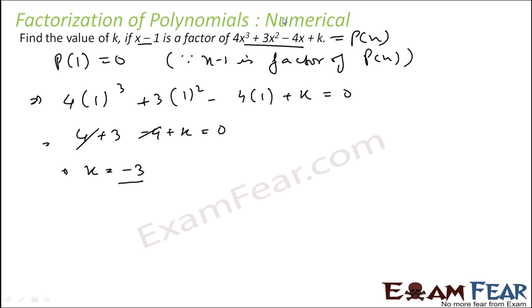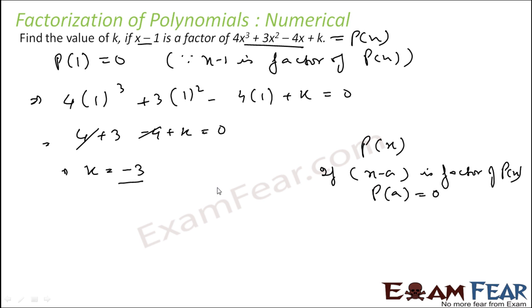Pretty easy. Please note, I am repeating once again, if there is a polynomial p(x), if x minus a, please note there is a minus here, is a factor of p(x), then p(a) is equal to 0. Okay, there's a minus here. So if it is x minus 1, I told you p(1) has to be equal to 0.